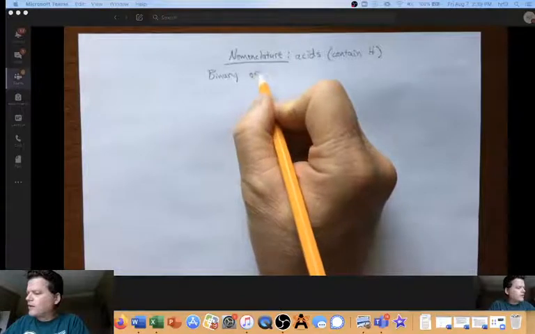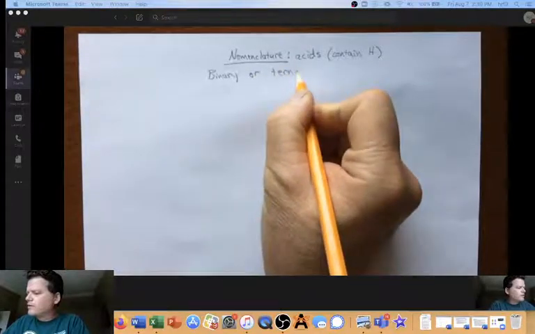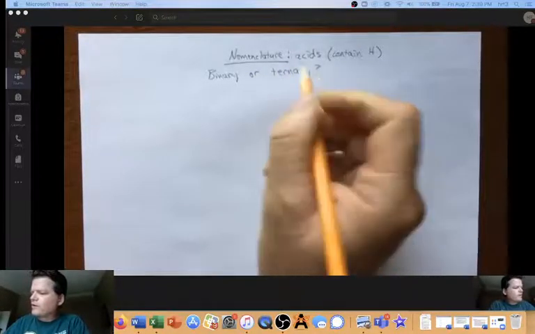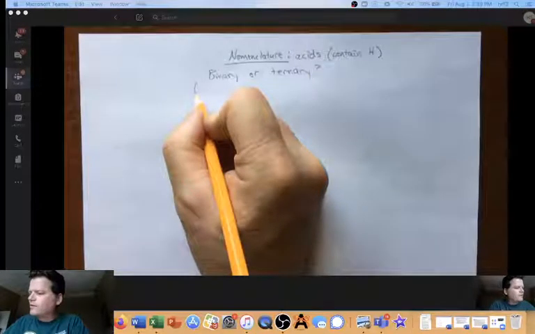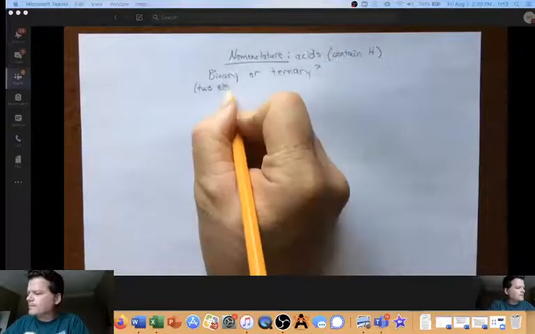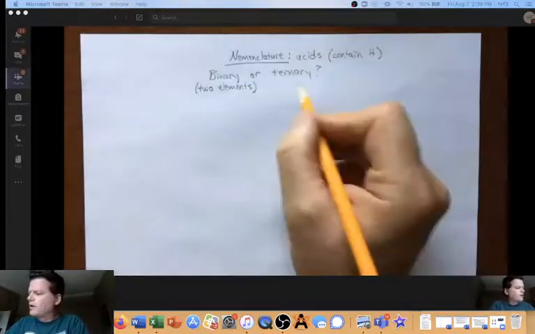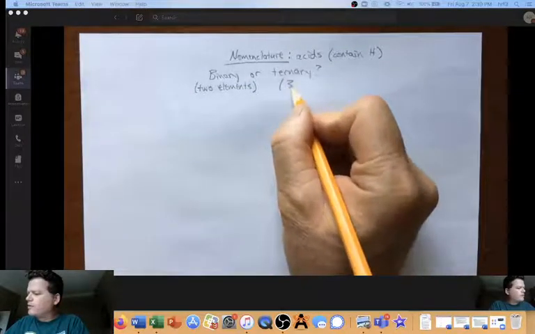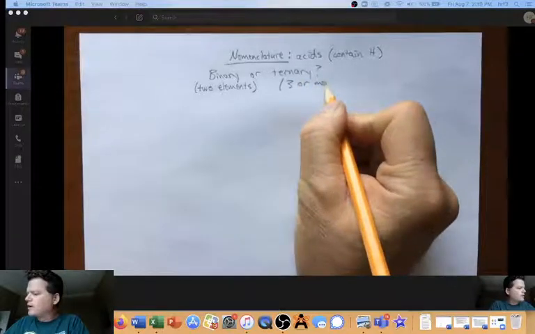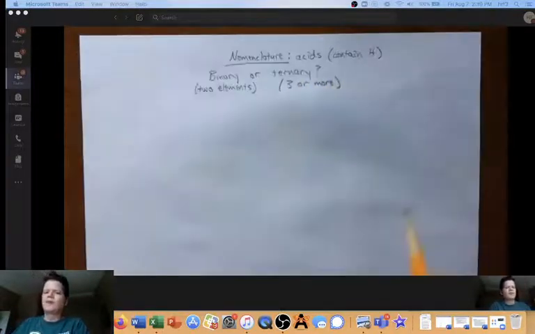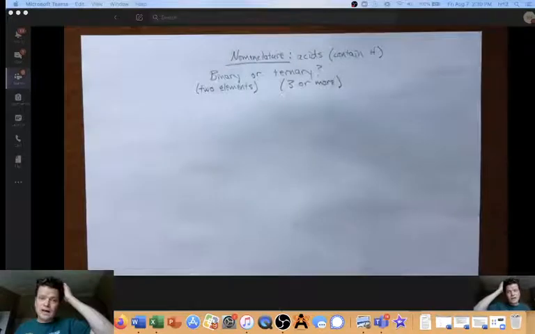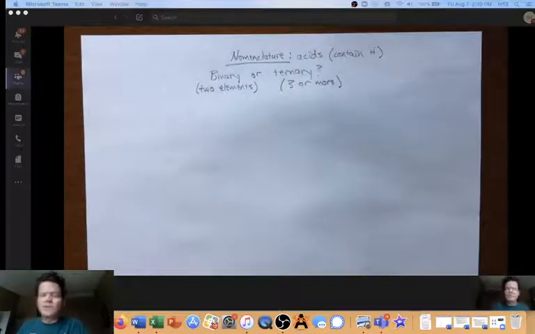Is a molecule binary or ternary? So again, remember binary means two elements. And one of those elements obviously will be hydrogen. Ternary is three or more elements. And again, there will be hydrogen. Then there's usually going to be oxygen and then some other element.